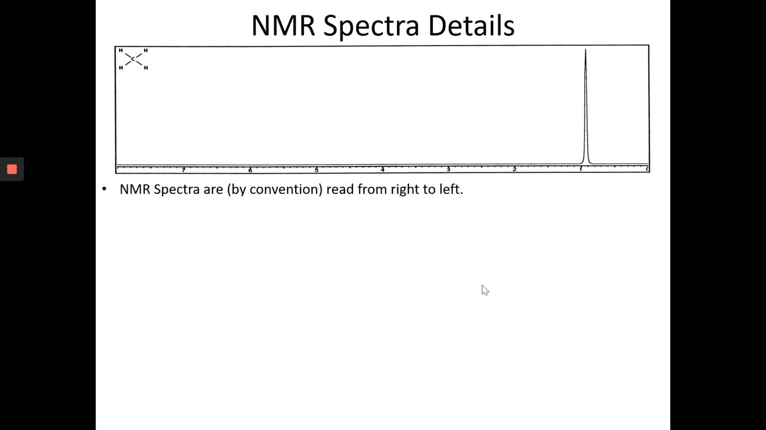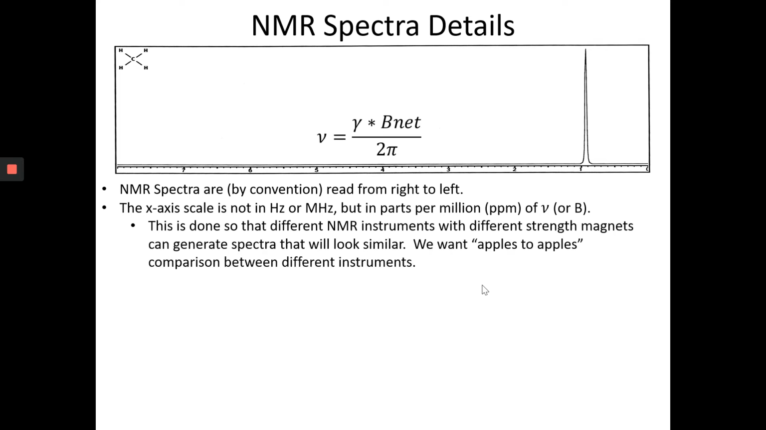So you see on the far right is 0. And the numbers increase as you go left. The scale on the X-axis is not in hertz or megahertz, which you might think, because remember, what we're looking at here are frequencies, but actually in a unit called parts per million. The parts per million unit will let us compare apples to apples, right?